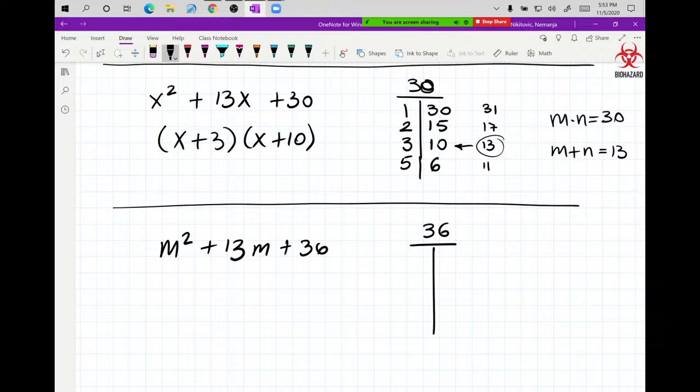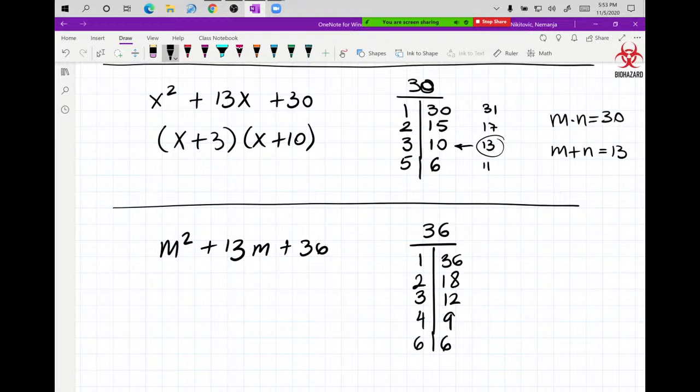All right, let's find those numbers. So 36 divided by 1 is 36. 36 divided by 2 is 18. 36 divided by 3 is 12. 36 divided by 4 is 9. 36 divided by 5 doesn't work. 36 divided by 6 is 6. And this is the end of the list, right?